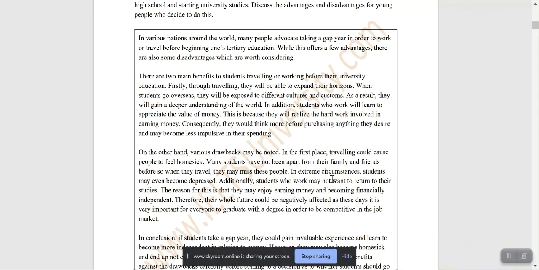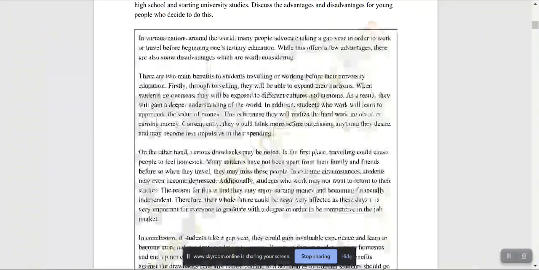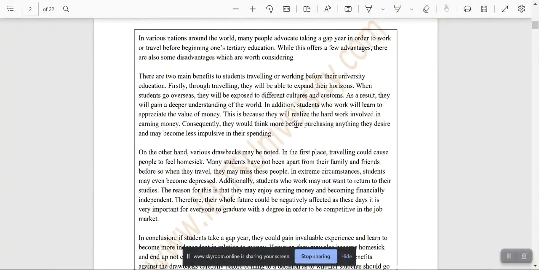In extreme circumstances, circumstances means condition or situation, students may even become depressed. Depression is something that would really affect your study, your daily life, everything.